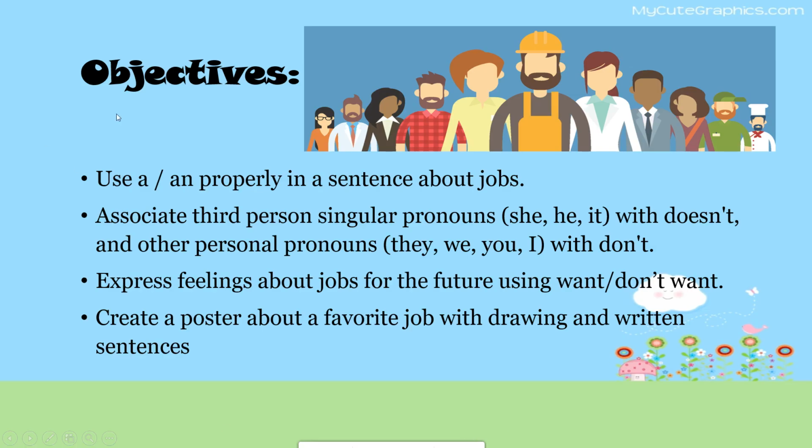First, we're going to discuss the objectives. Number 1, use a or an properly in a sentence about jobs. Number 2, associate third-person singular pronouns she, he, or it with doesn't, and other personal pronouns they, we, you, I with don't. Third objective, express feelings about jobs for the future using want or don't want. Last objective, create a poster about a favorite job with drawing and written sentences. Okay, let's start.